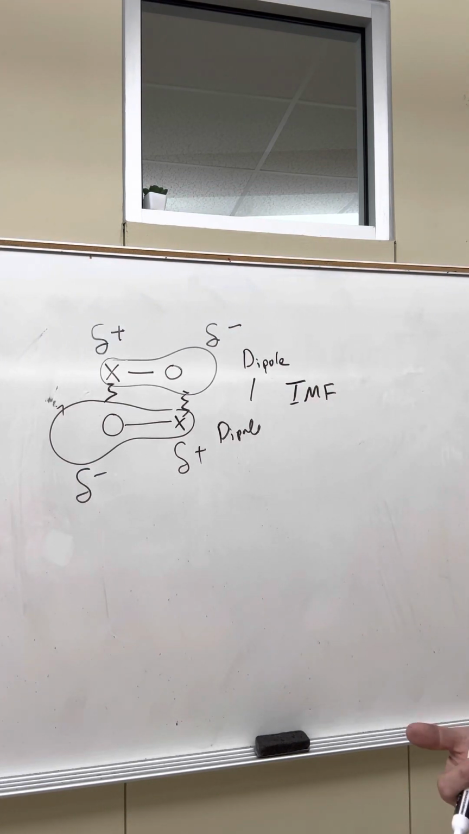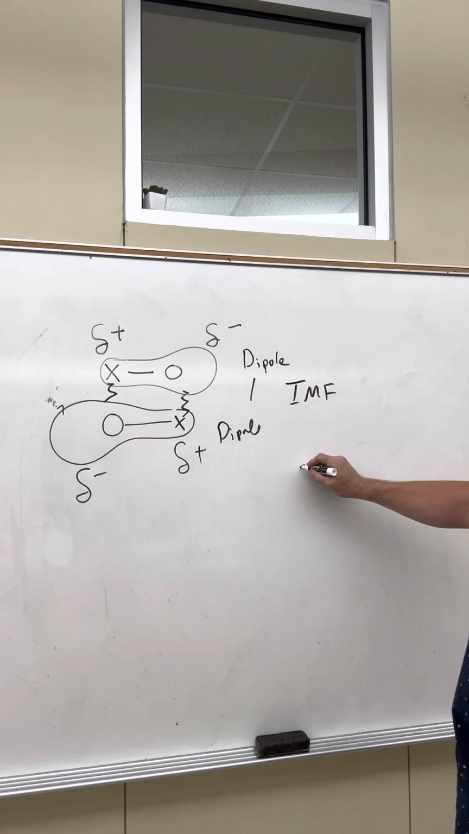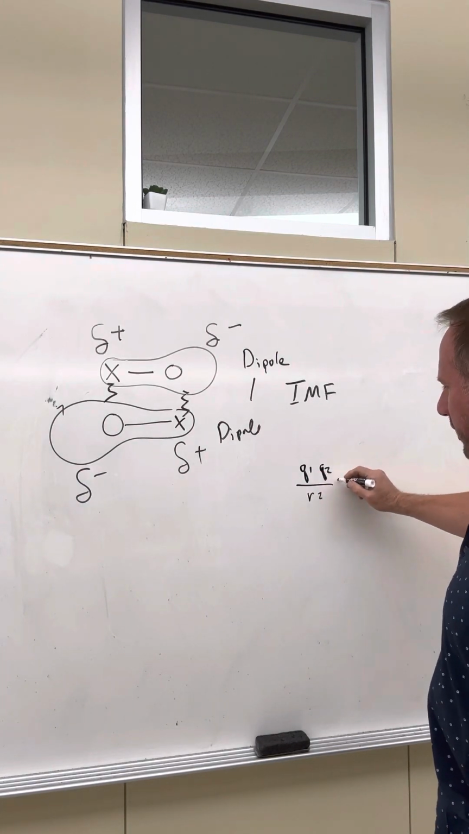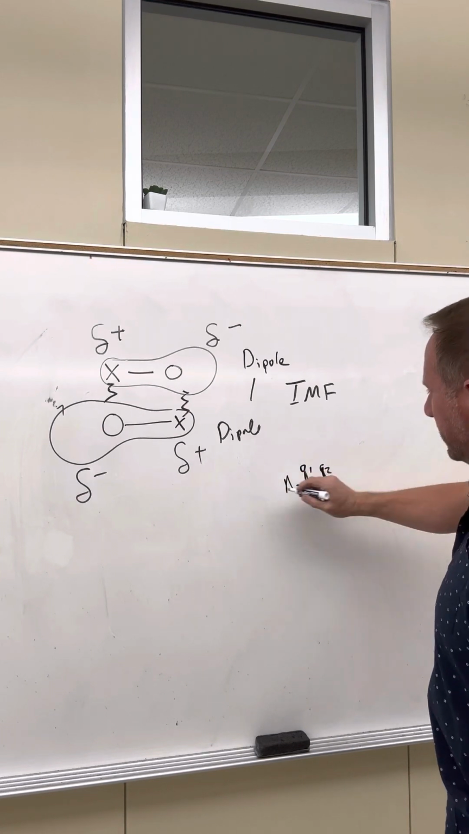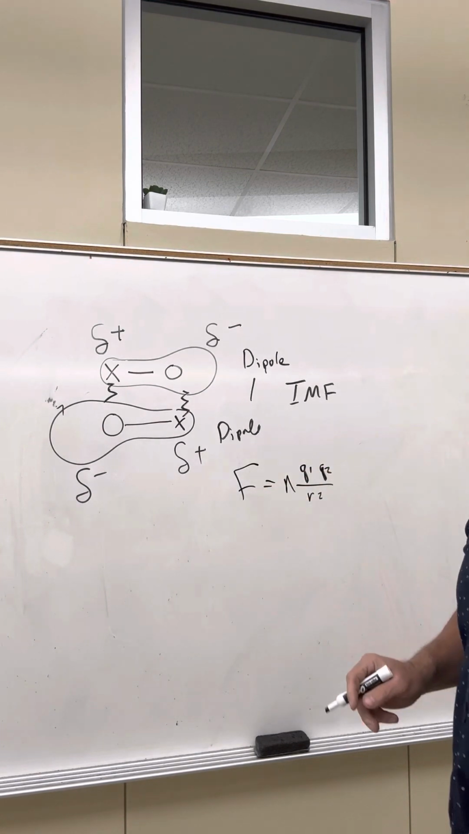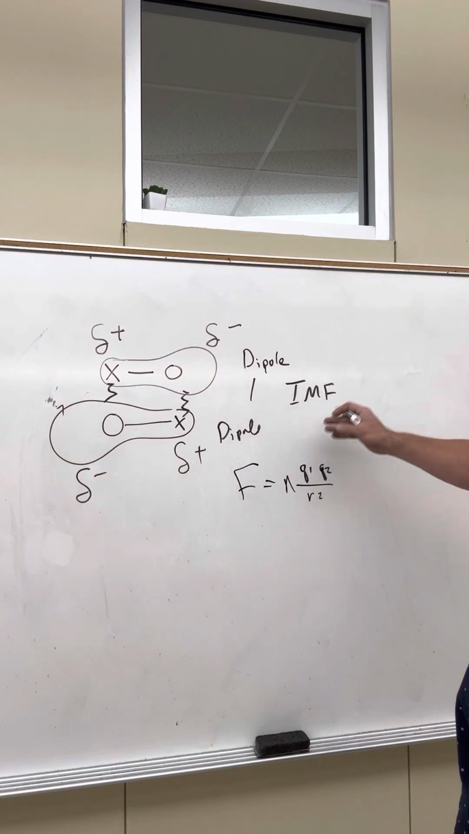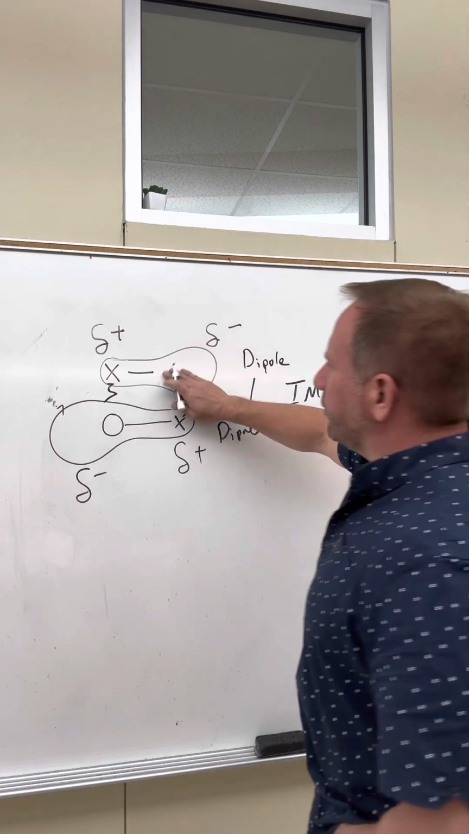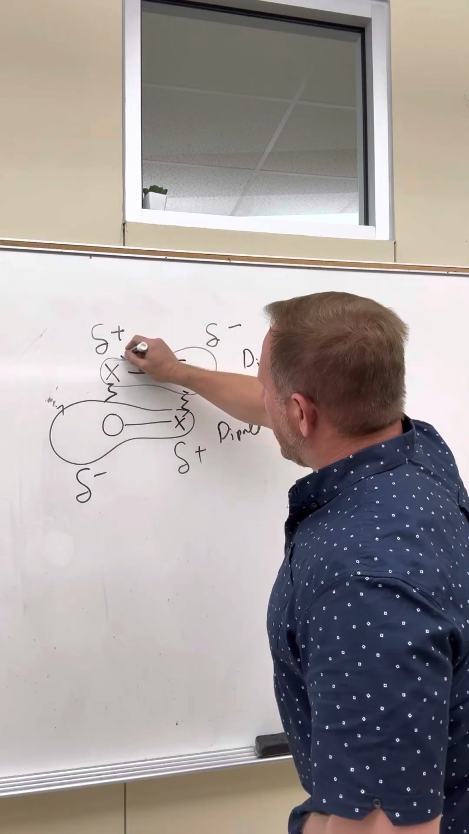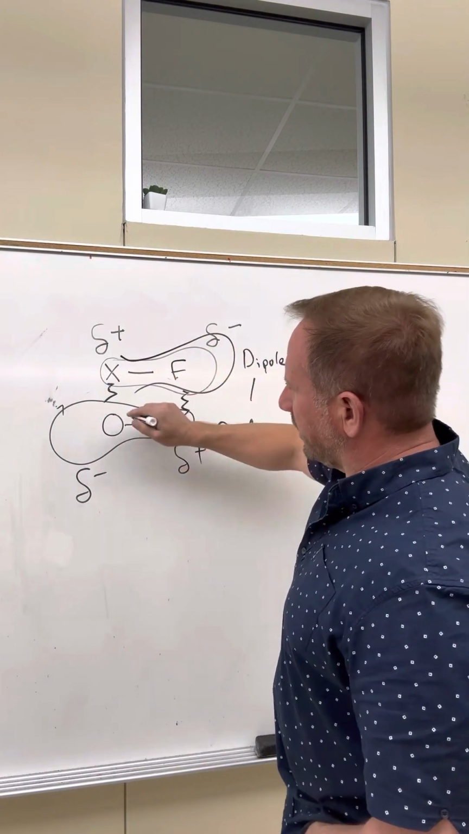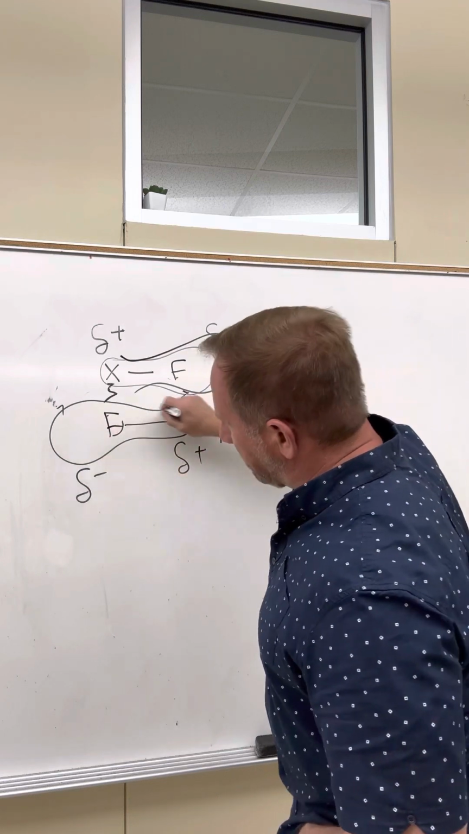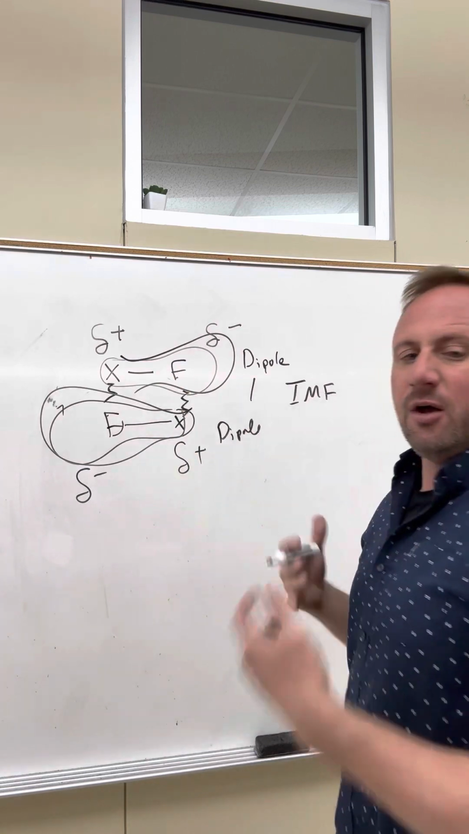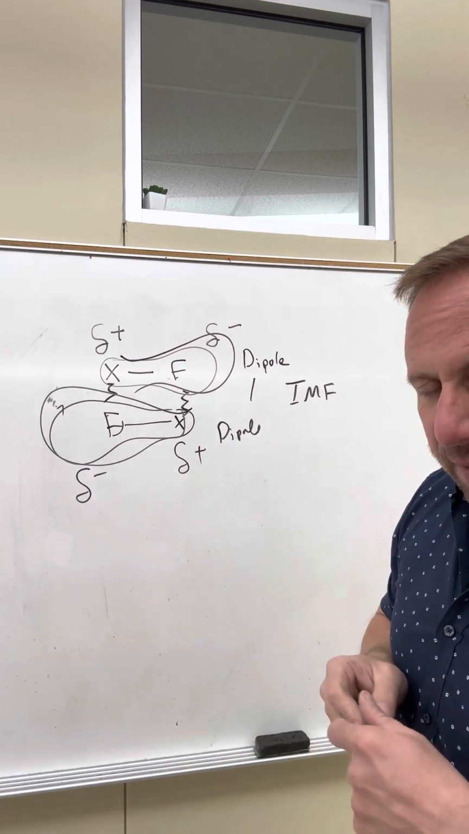Now, just like with all charges, Q1 times Q2 divided by radius squared times a constant is going to be equal to the force of attraction. So of course, the bigger the charge difference, the bigger the force of attraction. So if this was replaced, let's say, with fluorine, and this was a bigger partial negative, and resulted in a bigger partial positive, well then we get a stronger dipole-dipole attraction.